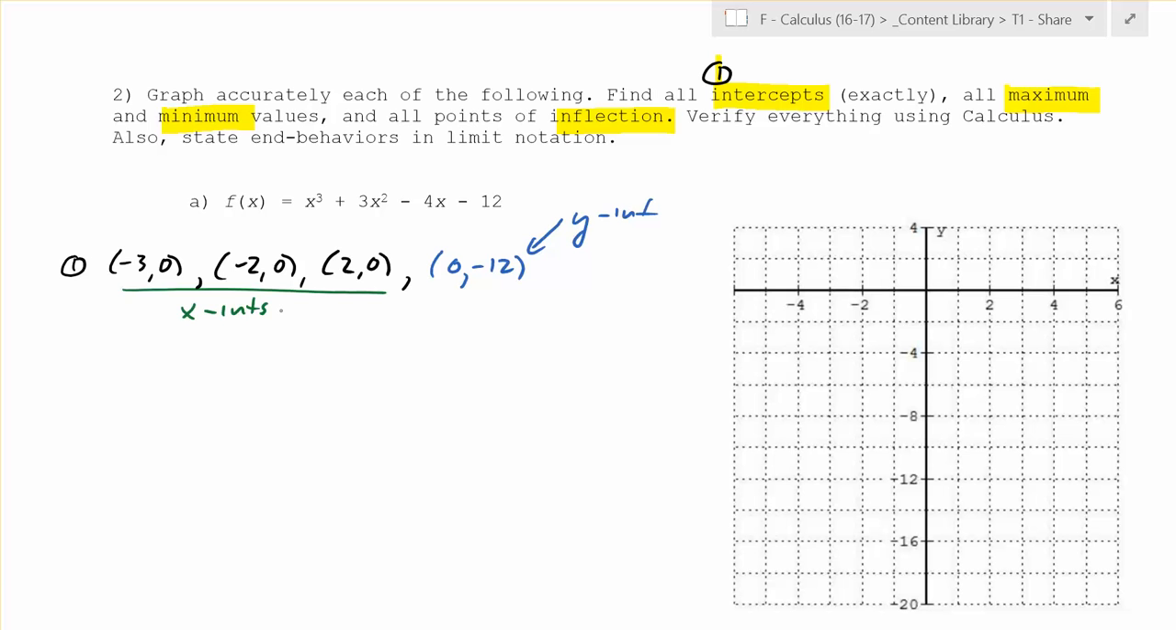No, you could have an asymptote there. Okay, so there are your intercepts. What about maximums and minimums? Do you guys have that yet? Or are you still working on that? Still working on it? Okay, keep working on it.